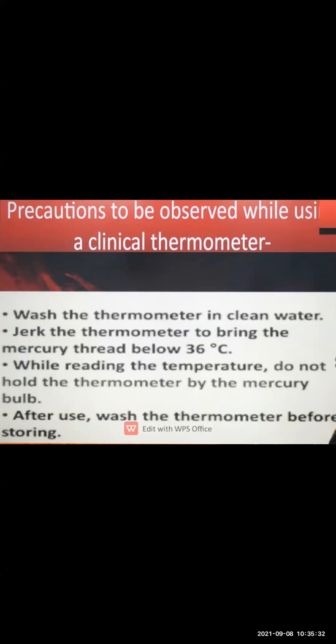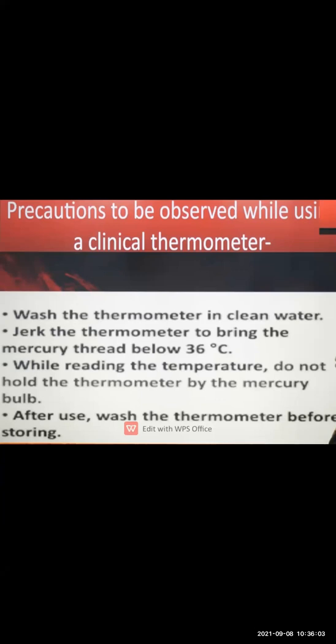After washing you have to give a jerk, एक झटका देना है, so that the mercury thread comes below 36 degrees, the normal temperature. While giving the jerk, you have to keep in mind: give a jerk of a small force, not hard, use only a little force, because it can break. The thermometer can break.